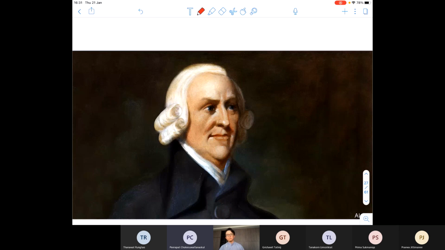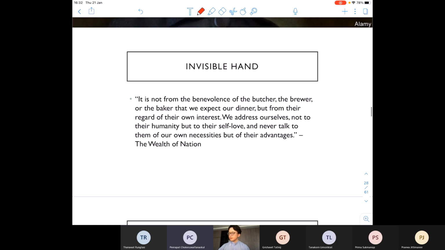This guy, I think you've heard his name before, surely. His name is Adam Smith. He believed in what we call the invisible hand, right? This is a famous quote from him, saying that there is such a thing as an invisible hand, where everyone is working for their own benefit, but essentially that is the best thing that could happen to society, right?